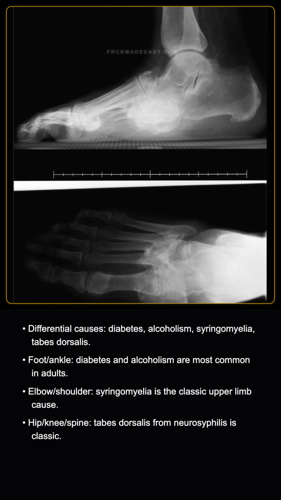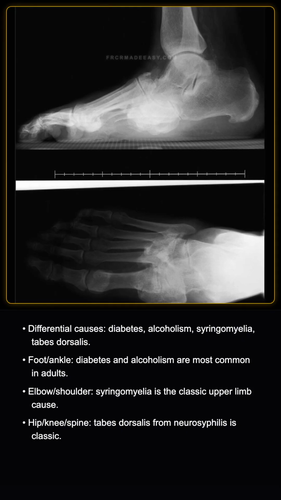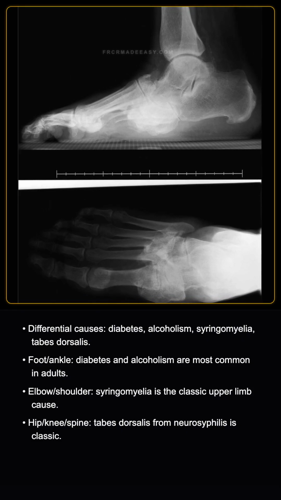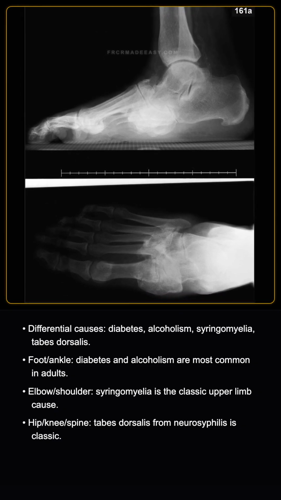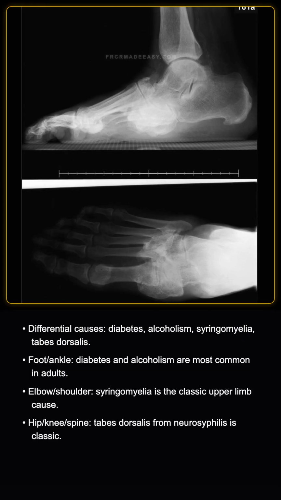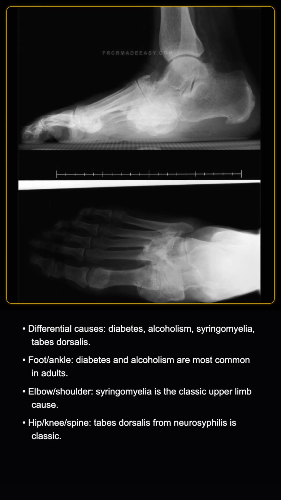The differential diagnosis for a neuropathic joint depends on its location. For the ankle and foot, the most common causes in adults are diabetes mellitus and chronic alcoholism, while myelomeningocele and congenital insensitivity to pain predominate in children.